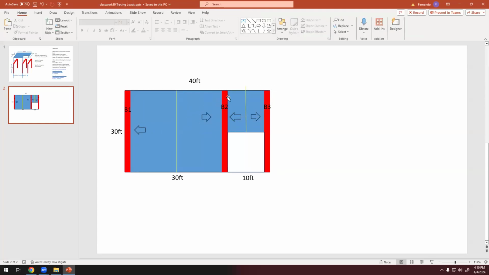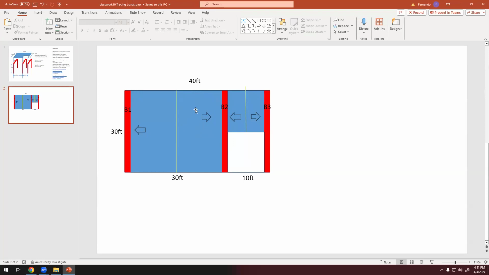Okay, so B2 is bearing more weight than B3. It's bearing just this tiny area here. This is an opening. B1, it's bearing this half. And B2 is bearing this half plus this half. So if we have to calculate only one beam, it would be B2. Okay, so the length of B2 is 30.